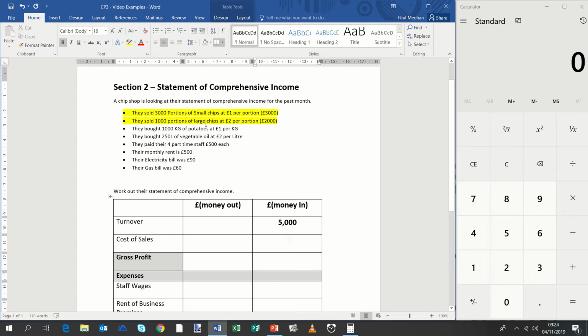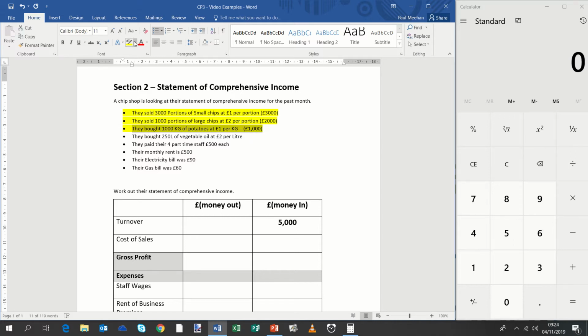And now we've got to work out the cost of sales. So they bought 1,000 kilos of potatoes at £1 per kilogram. Again, that's really straightforward, isn't it? £1,000. No issue there. So I'll highlight that yellow. So we've got £1,000 so far, and I'll highlight this in a different colour because it's expenditure, just to make sure it looks nice and straightforward for you all. Then 250 litres of vegetable oil at £2 per litre. Again, we multiply 250 by 2, pretty straightforward, and that gives us £500.